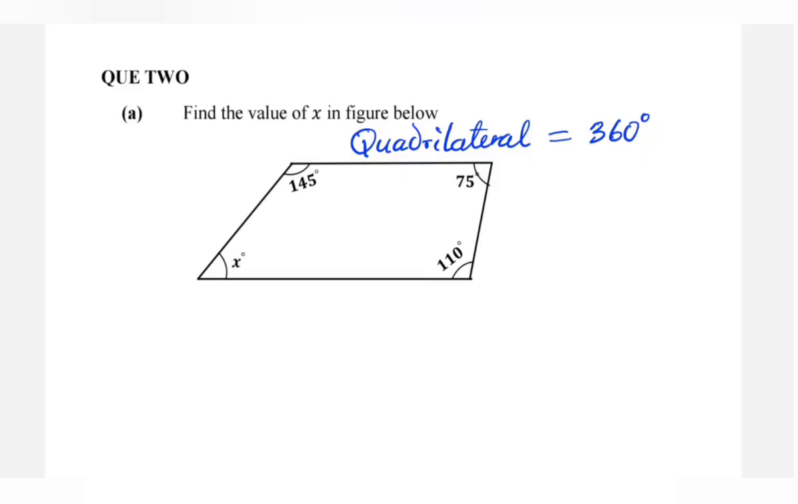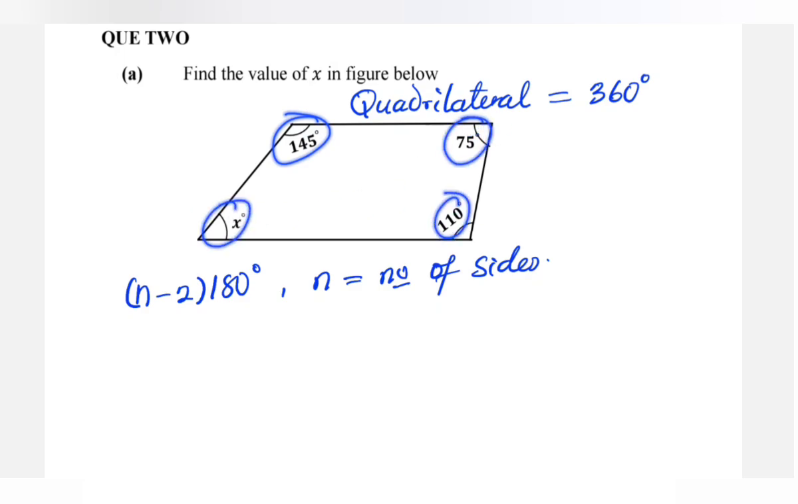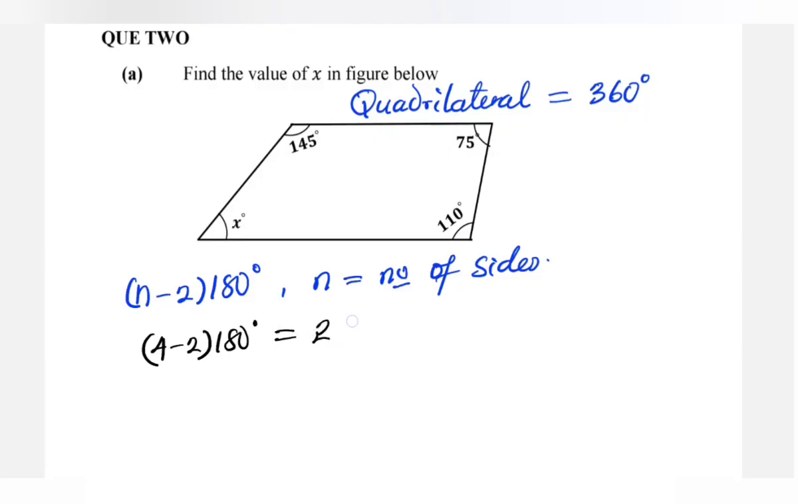How do we come across this? Remember that the sum of interior angles of a polygon is given as n minus 2 times 180, where n is the number of sides or number of angles. So here we have 4 angles, and we also have 4 sides, 1, 2, 3, 4. So therefore n is equal to 4. When we substitute that into the formula, we have 4 minus 2 times 180, which is 2 times 180, and that will give us 360 degrees. So that's how we come across the sum of angles in a quadrilateral being 360 degrees.